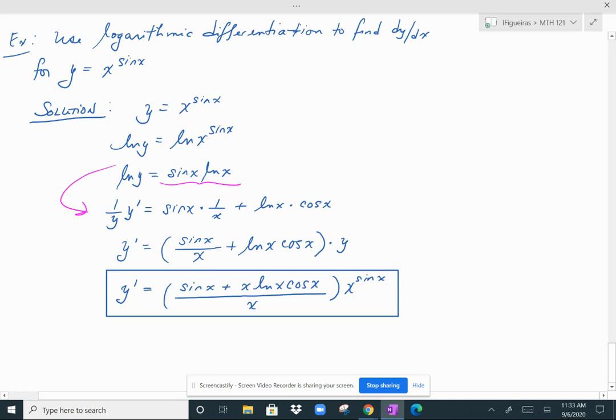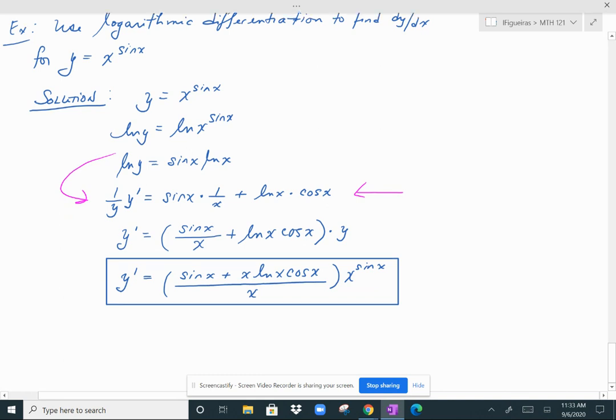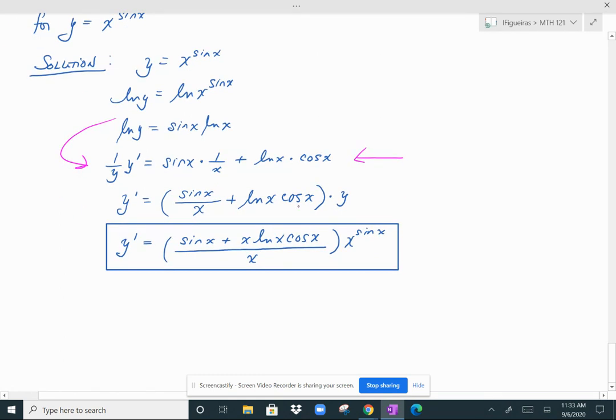So from this line to this line, I'm taking the derivative. On the left side, I have 1 over y times y prime. On the right side, I'm using product rule. So I did f g prime plus g f prime. Then I just rewrote it in a different way. I put sine of x times 1 over x is just sine of x over x. This is not a limit, so this is not equal to 1. I've seen many students do that over the years. We're finding a derivative. We're not evaluating a limit.